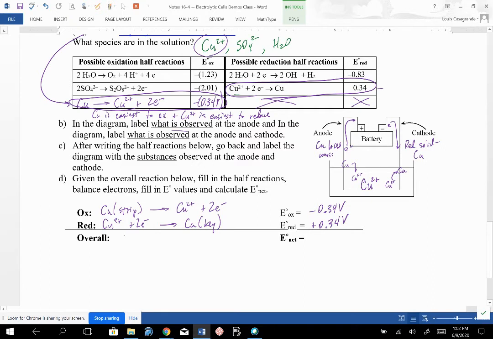The overall reaction is that we've taken copper from the strip. Now look, the 2 electrons cancel out, but so do the 2 copper 2+. All we're doing is transferring copper from the strip to the key. And because we're making copper from copper, we have a net voltage of 0 volts.